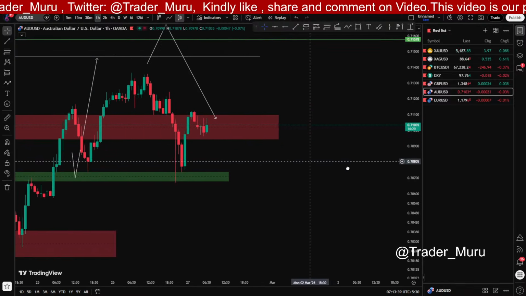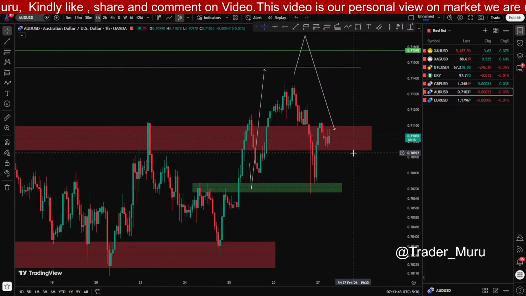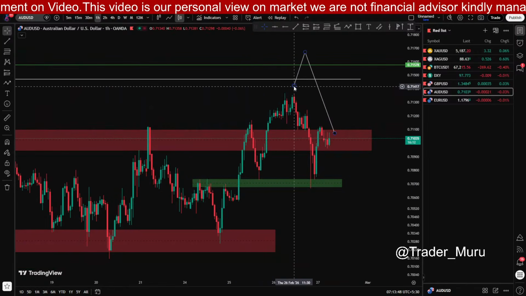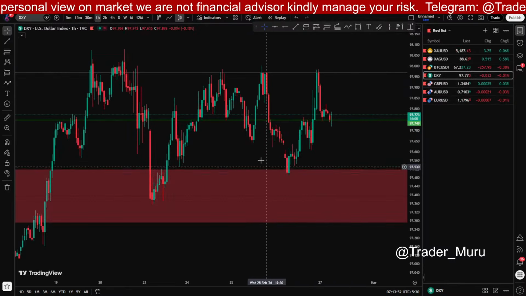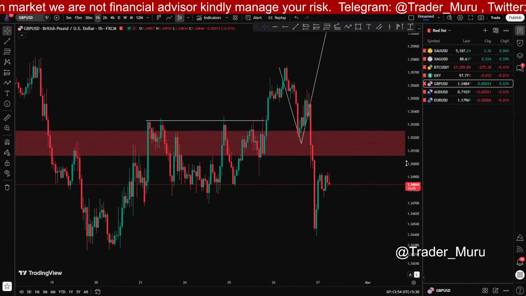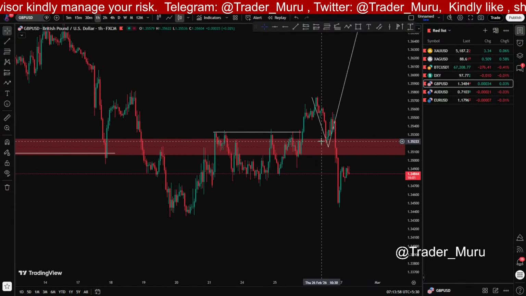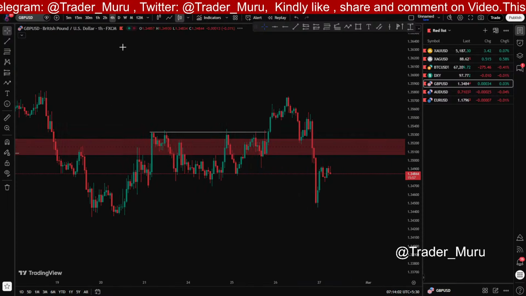AUD have tapped green zone again. This is a range. Currencies are in range until we have the complete direction in DXY. GBP is also in range, did not hold this area. It is bearish now.